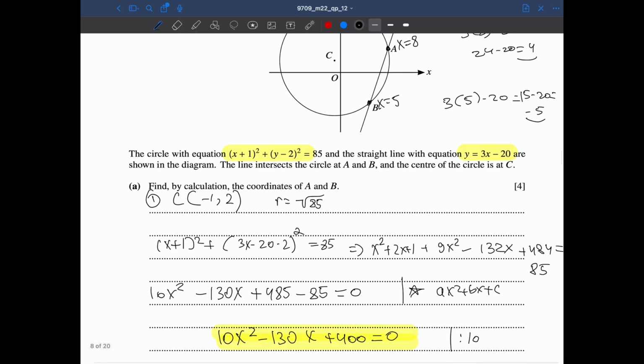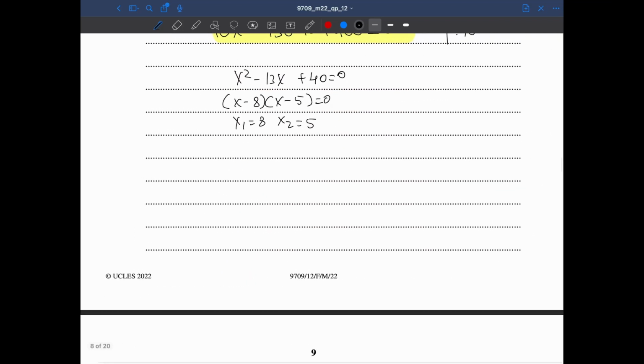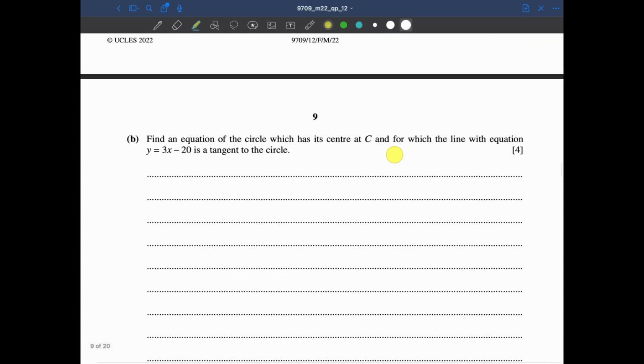So our values are 8 and 4. Point 1, let's say, is 8 and 4, and point 2 is 5 and negative 5. And that should be our answer. Let me check. 8, 4, 5, negative 5. Yep, that's completely correct.